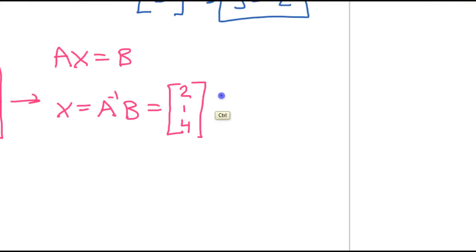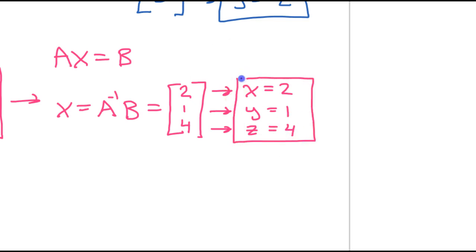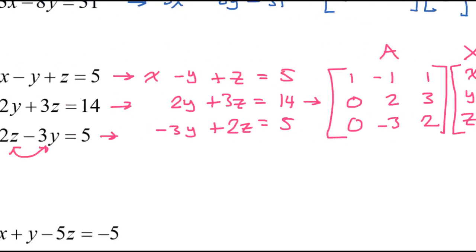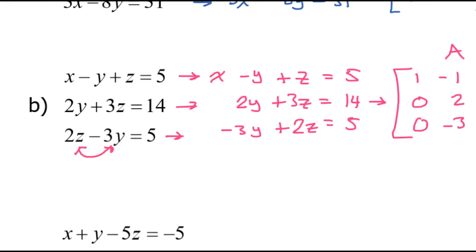Okay, so that means that X is 2 and Y is 1 and Z is 4. Okay, so that was the answer for part B.